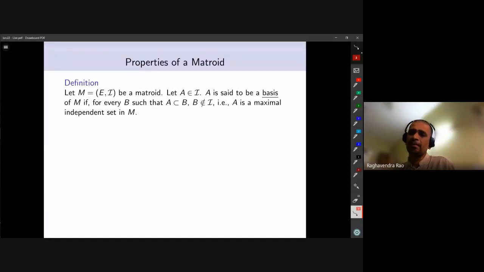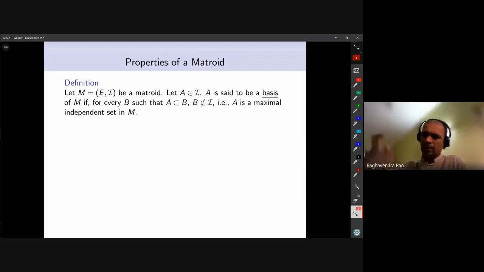Acyclic is a matroid. So today we'll be looking at properties of matroids. This is something that we saw towards the end of the lecture, which essentially gives us the greedy structure, or describes the greedy structure.